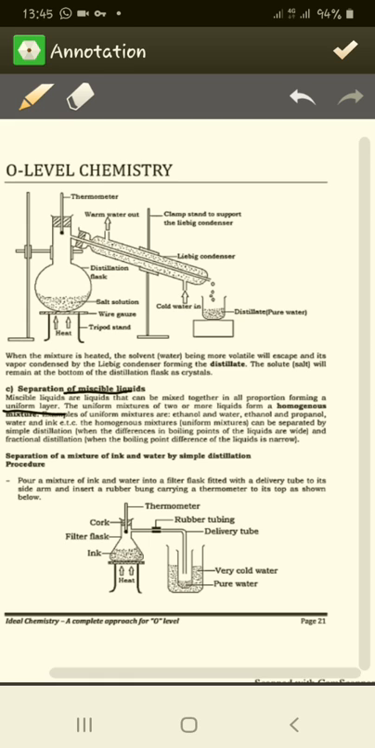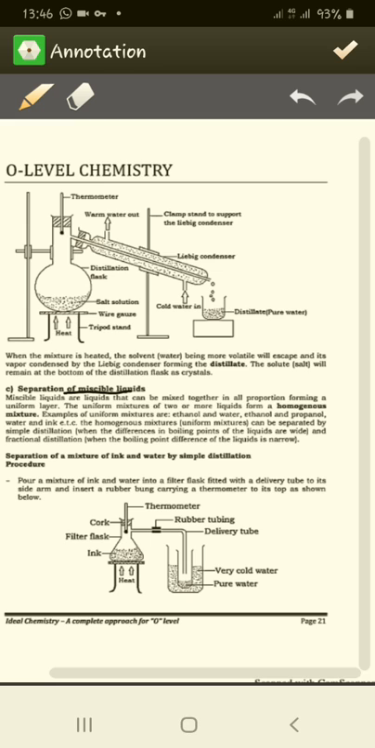There are liquids which, when you mix them, form two layers. They separate from each other. And there are liquids which, when you mix, mix completely, forming a uniform layer. Those liquids, we call them miscible liquids. The uniform mixtures of two or more liquids form a homogeneous mixture. So when it is a uniform mixture, we can also call it a homogeneous mixture.